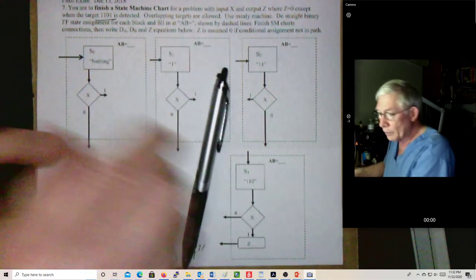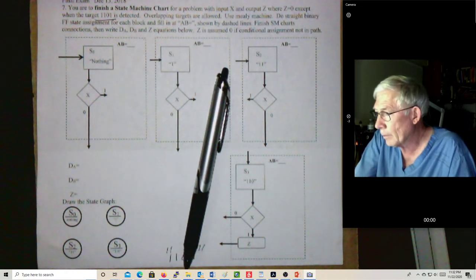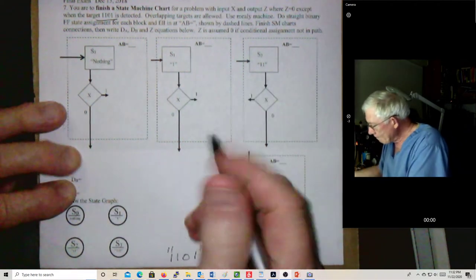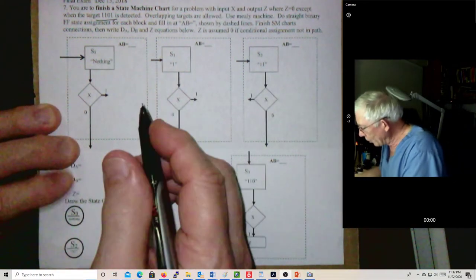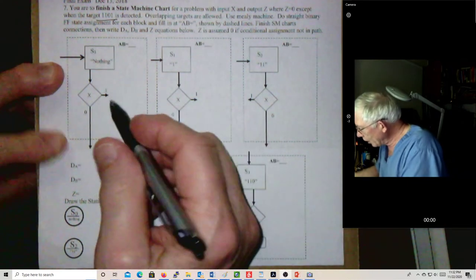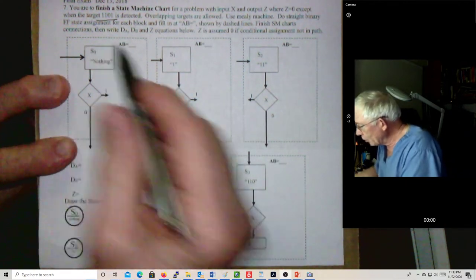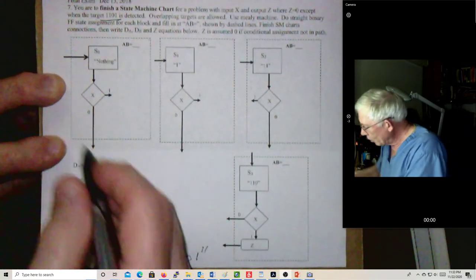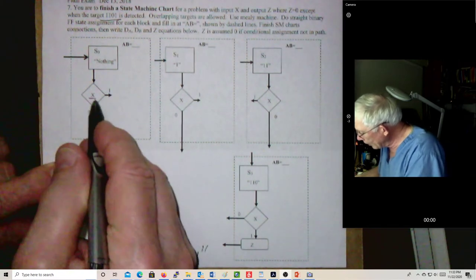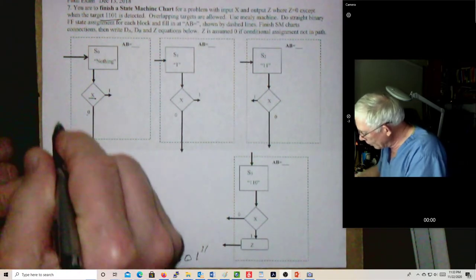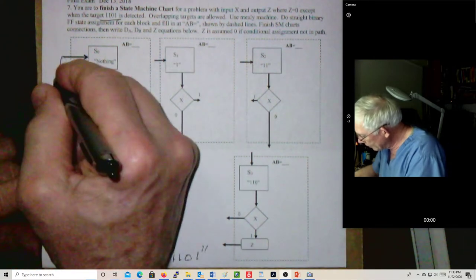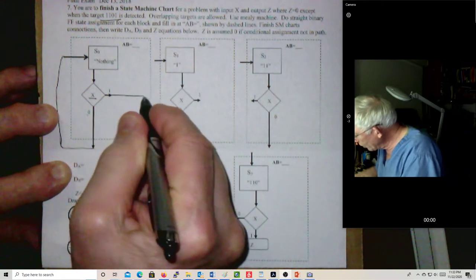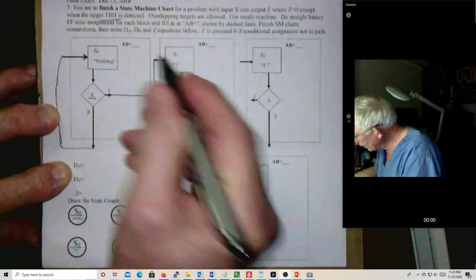Okay, so we're going to finish the state graph first. We got a lot of hints here. We're in S0, looking for the target 1101. If we get a 0, we still have nothing. We read X. If it's a 0, we go out and back in here. If we get a 1, however, we go over here and into S1.